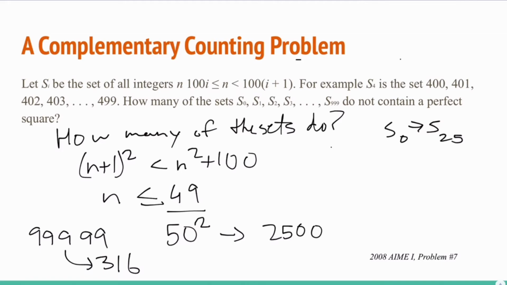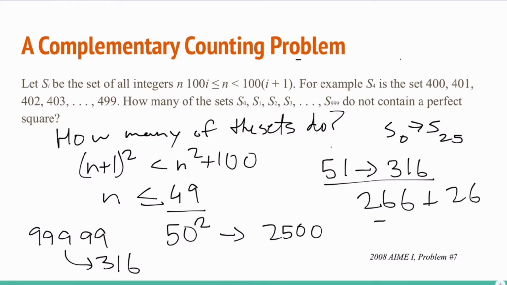And that means that from 51 to 316, these have a correspondence with the number of sets that contain a perfect square. And the numbers here are 266. So adding that with 26, we get that this equals 292. So to get our final answer, we have to subtract it from the total number of sets, which is 1000. And this gives us that our answer is 708.